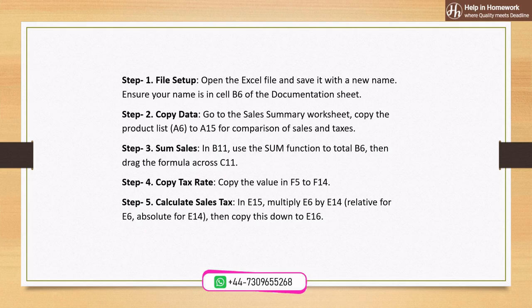Step 3. Sum sales. In B11, use the sum function to total B6, then drag the formula across to C11. Step 4. Copy tax rate, copy the value in F5 to F14. Step 5. Calculate sales tax. In E15, multiply E6 by E14, relative for E6, absolute for E14, then copy this down to E16.